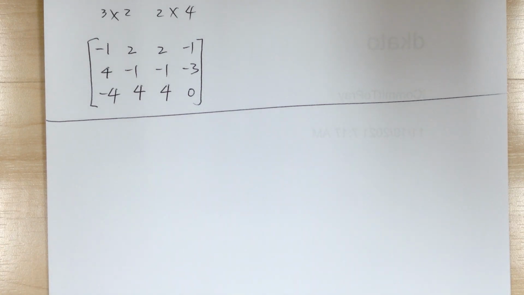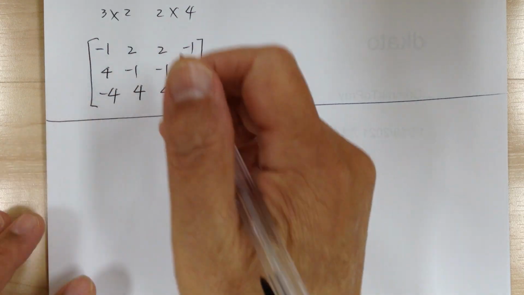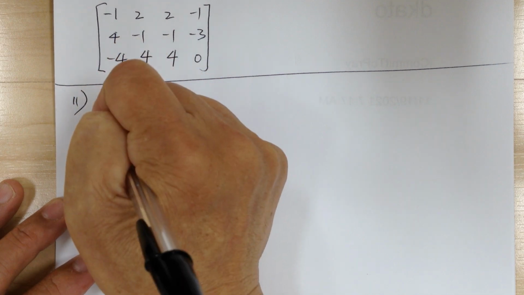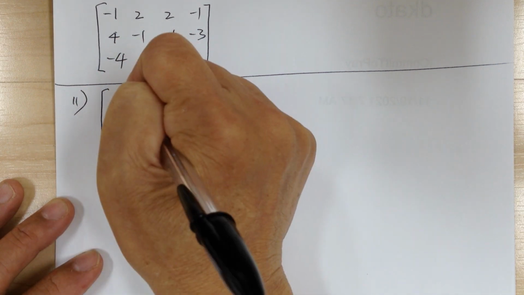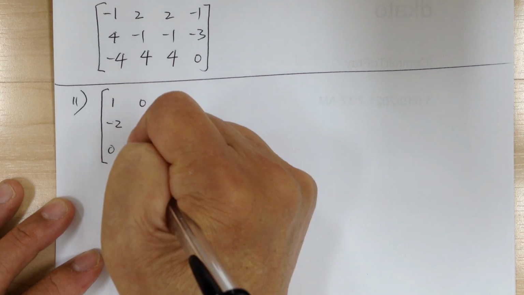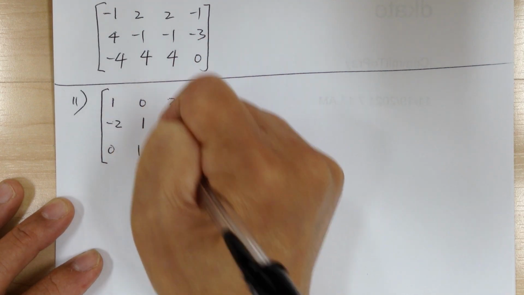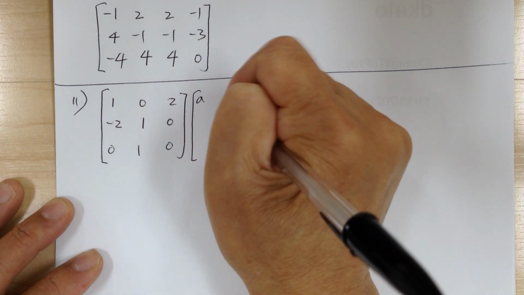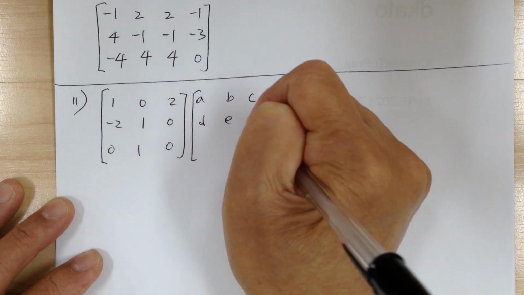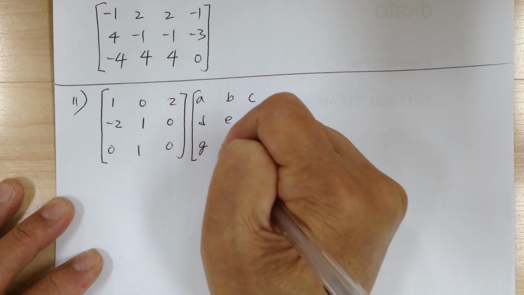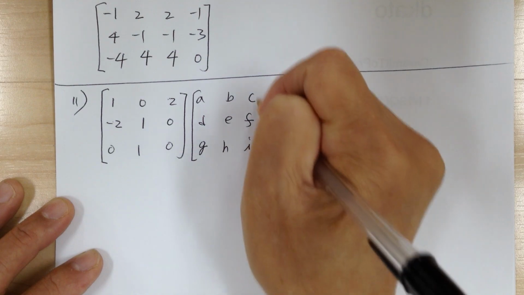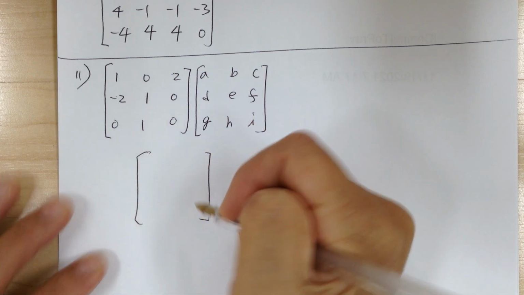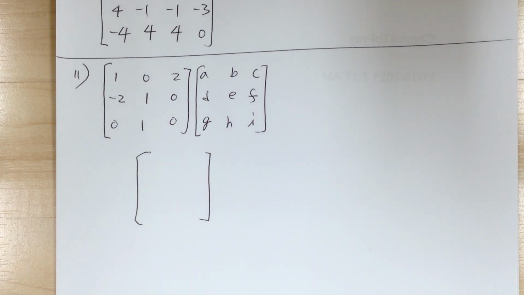Okay, let's go to number 11. Okay, so you got 1, negative 2, 0. You got 0, 1, 1. You got 2, 0, 0. Times it by A, B, C, D, E, F, G, H, I. Okay, so 3 by 3 times 3 by 3, you're going to end up with a 3 by 3. Okay, so get your answer matrix ready.